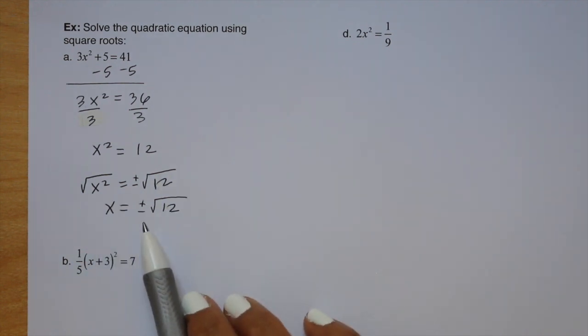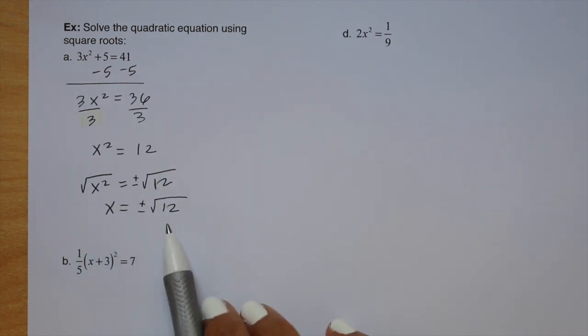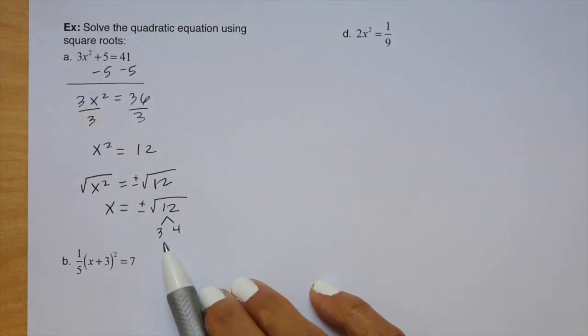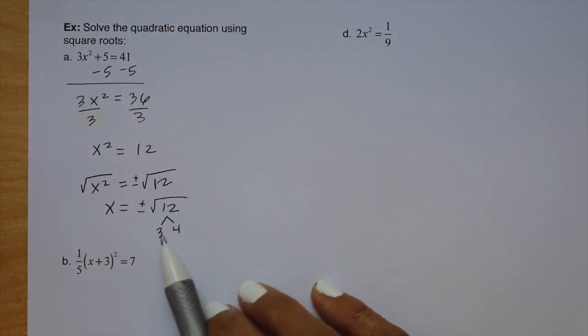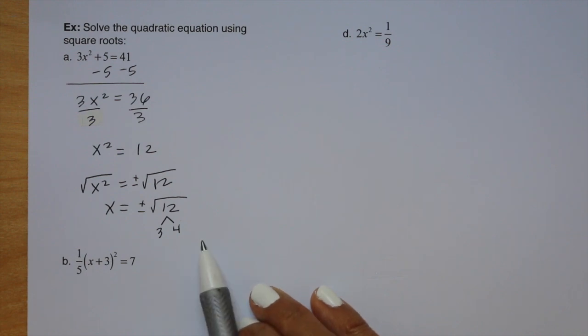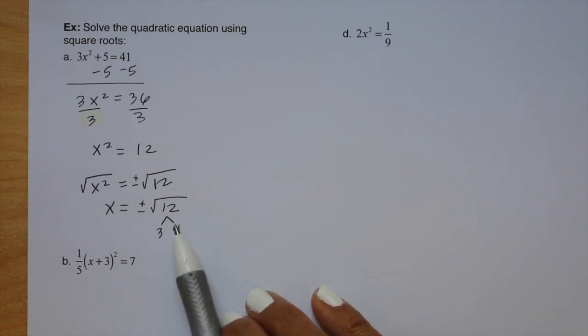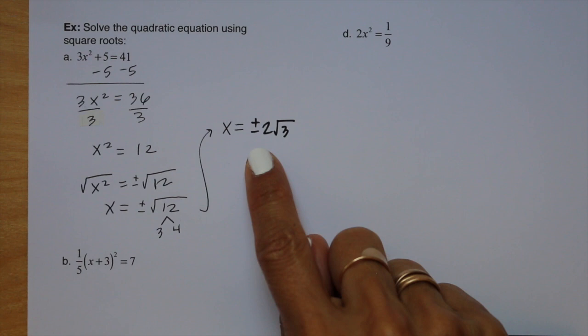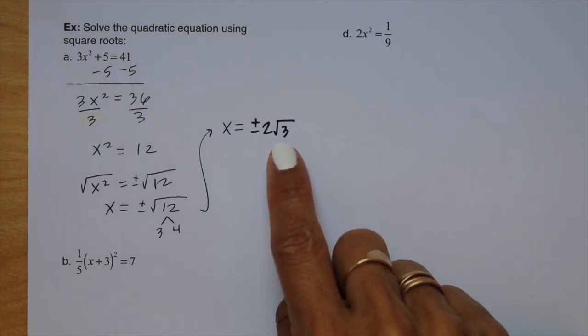And over here we have plus or minus the square root of 12. At this point, let's break down 12. 12 is 3 times 4. I could keep going and break 4 down to 2 times 2, or you can stop here and say the square root of 4 is 2. So you end up getting plus or minus 2 square root of 3.